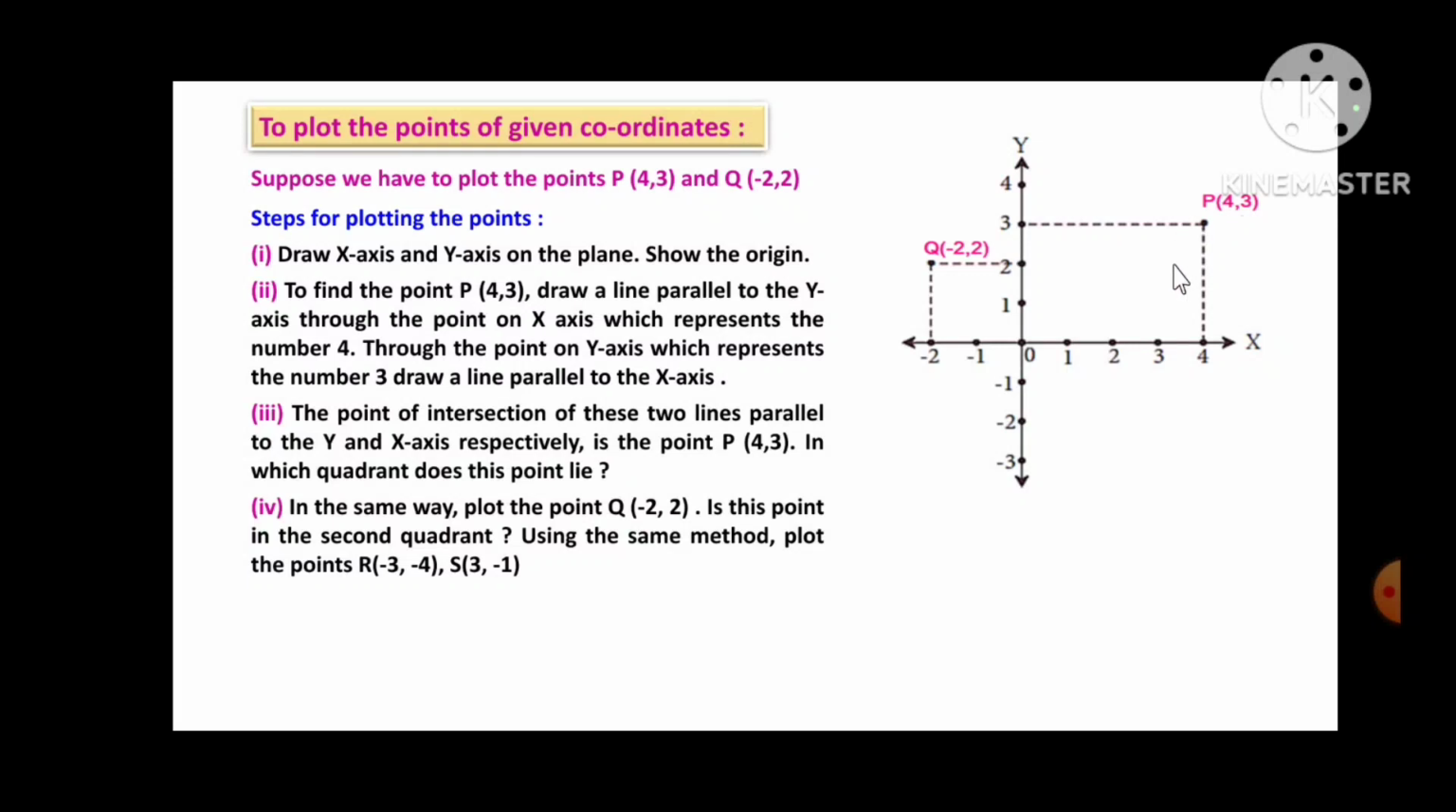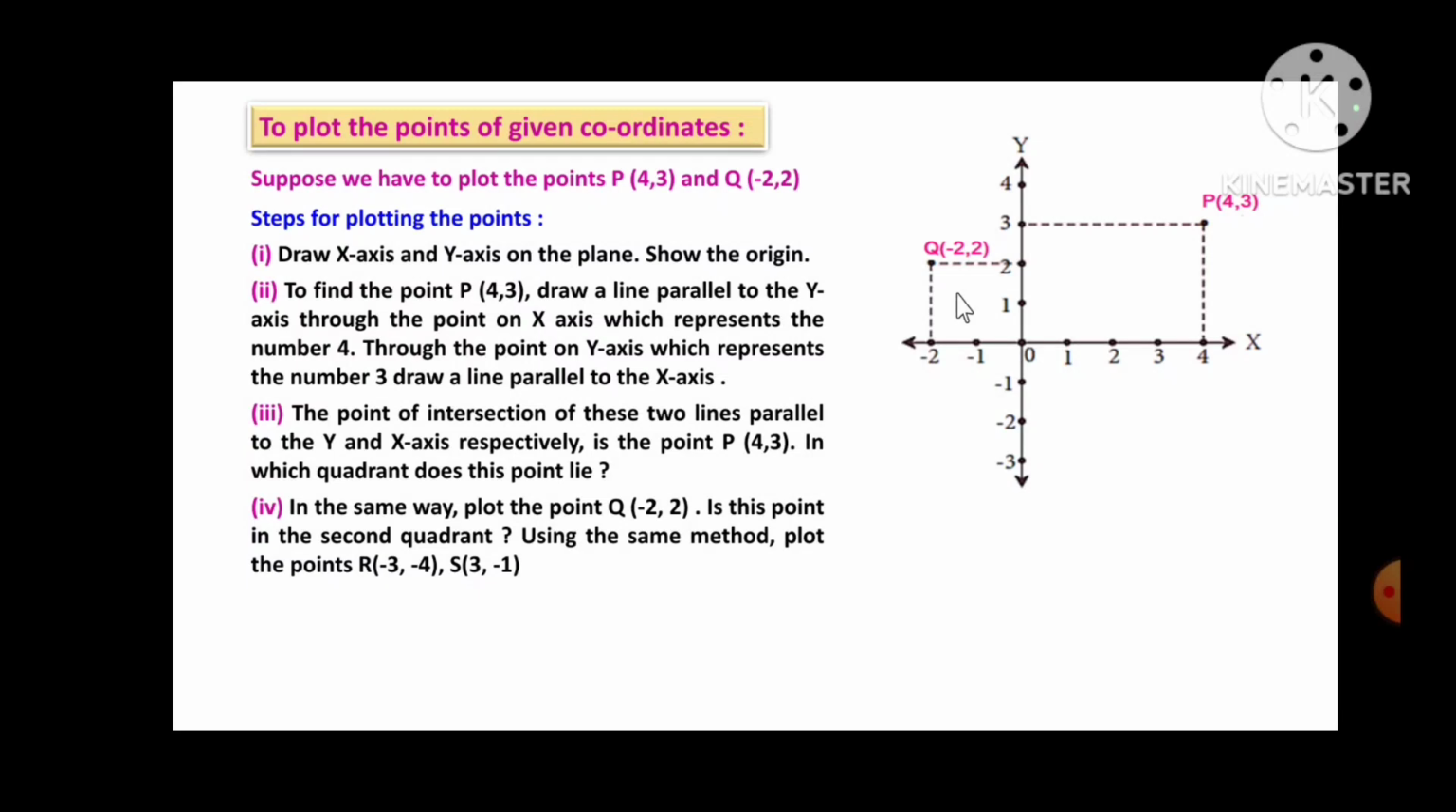It is lying in the first quadrant, since both 4 and 3 are positive. In the same way, we can plot the point Q (-2, 2). Here the x-coordinate is -2 and the y-coordinate is 2. So we can draw a line parallel to the y-axis from -2 and parallel to the x-axis from 2. These two lines are meeting at the point Q, which has the coordinates (-2, 2). So this is lying in the second quadrant.